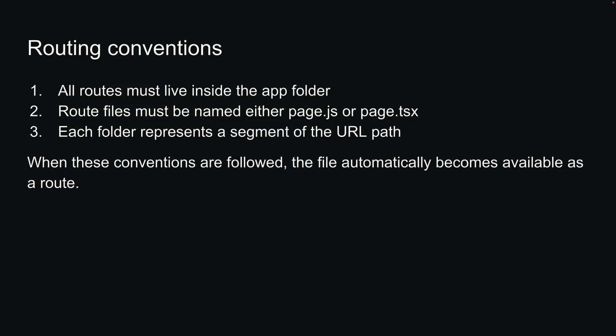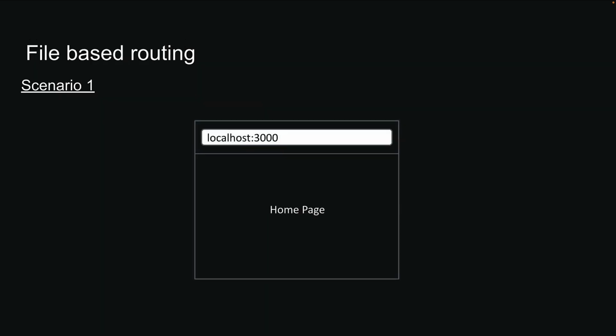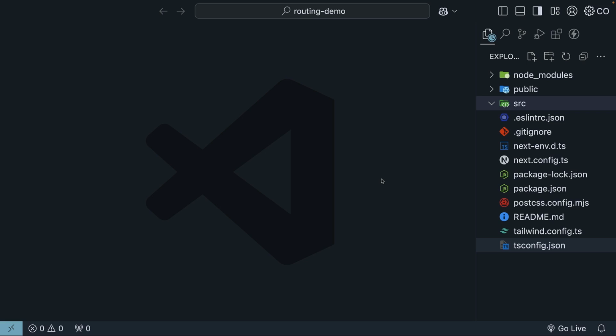Let's put this into practice. For scenario one, we want to create a home page that shows up when someone visits our site at localhost:3000. Let's head back to VS Code and implement this scenario. The first key convention in Next.js routing is that all routes must be placed in an app folder within the src directory. Let's create this folder. The second convention is that any file meant to be a route must be named page.tsx, or page.js if you're not using TypeScript. Let's create a page.tsx file in the app folder.